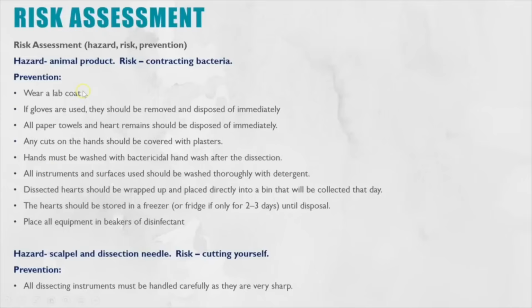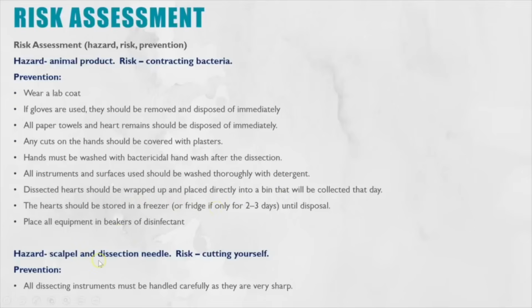So for example, wearing a lab coat. If you are wearing gloves, safely dispose of them. Same with the paper towels. If you have any cuts on your hands, you must have plasters on those, and I'd suggest wearing gloves as well. Whether you wore gloves or not, you should be washing your hands with a bactericide or hand wash afterwards. All of the instruments should be washed thoroughly with detergent and then disinfectant. The heart, as we said, needs to be wrapped up, placed into a separate bin bag and disposed of that day. And if it's not been disposed of that day, it needs to be wrapped up in the storage bags and then placed in the freezer until it's disposed of. And all equipment should be disinfected.